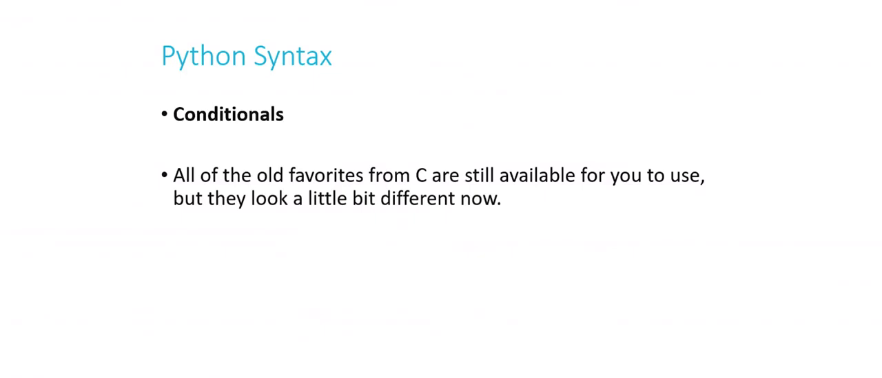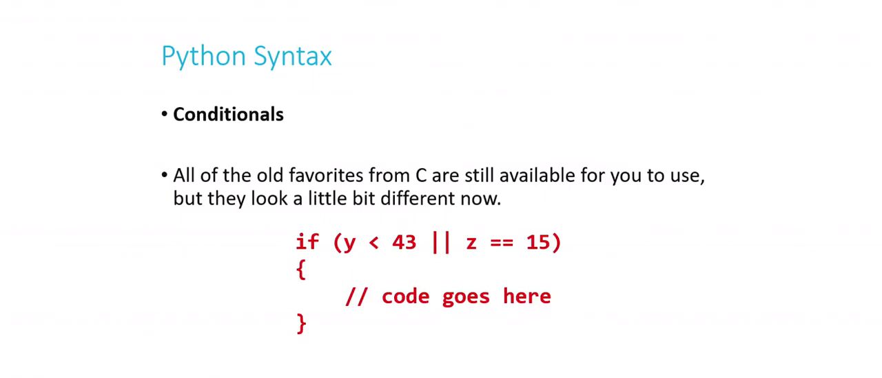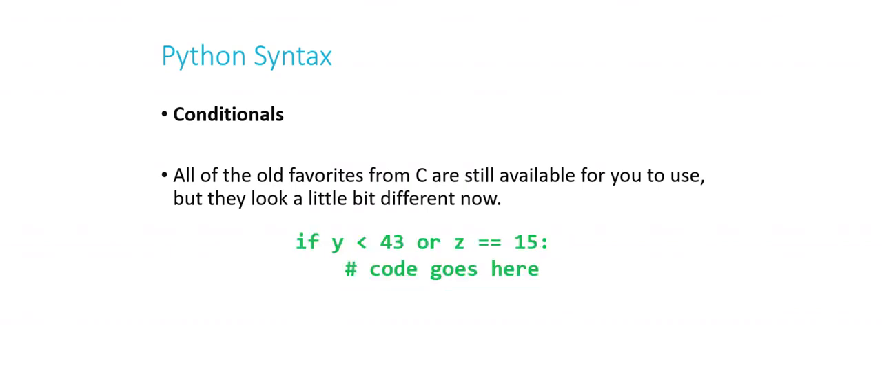The conditional statements from C are all available for you to use, but they might look a teeny bit different now. Whereas in C we might say something like this, if y is less than 43 or z equals 15, and then we have some code. That's not what it looks like in Python. It looks a little something like this. If y is less than 43, or, literally using the word or now, not using 2 vertical bars, because in Python we can do that, or z equals 15, colon, instead of open curly brace, and then whatever code we have, close curly brace, and then some code below.